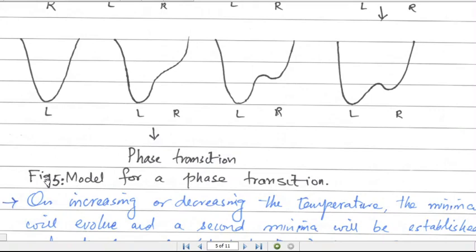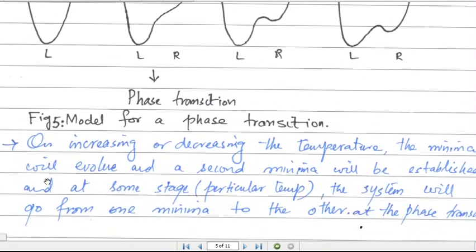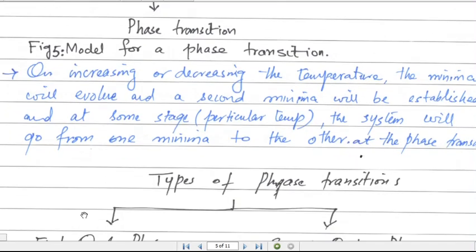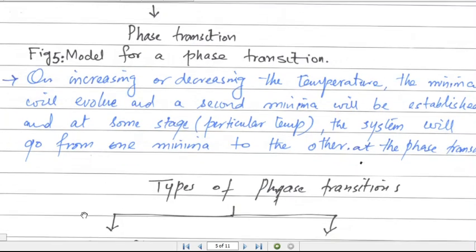So this is basically a model of phase transition. That is, on increasing or decreasing the temperature, the minima will evolve, and the second minima will be established. And at some stage, at a particular temperature, the system will go from one minima to the other at the phase transition. So now let's discuss different types of phase transition.